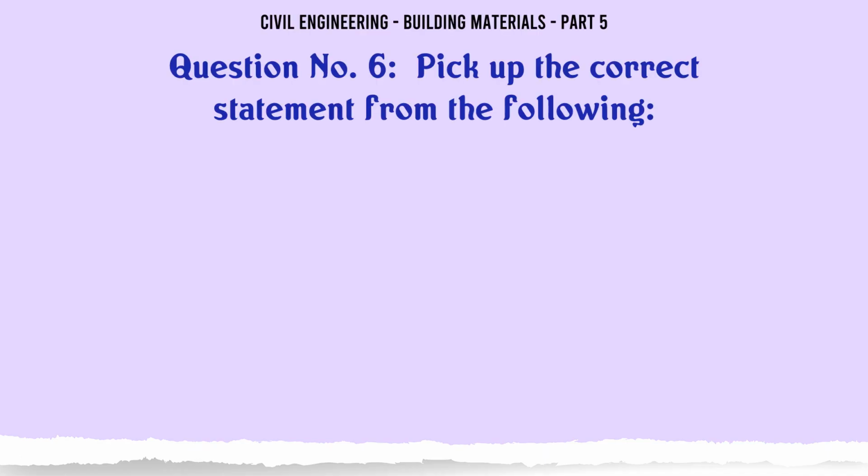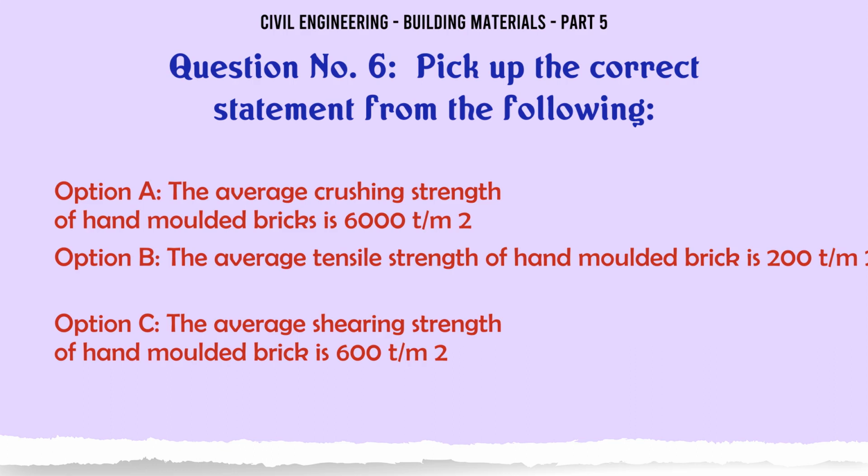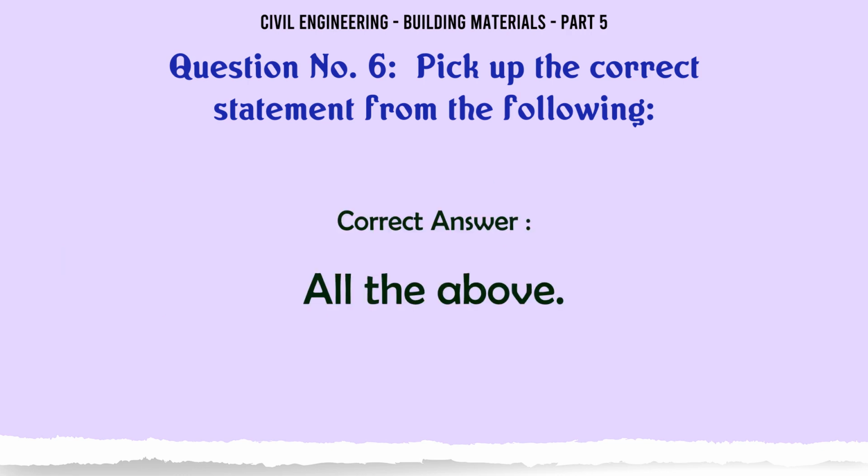Pick up the correct statement from the following. A. The average crushing strength of hand-molded bricks is 6,000 t/m². B. The average tensile strength of hand-molded brick is 200 t/m². C. The average shearing strength of hand-molded brick is 600 t/m². D. All the above. The correct answer is all the above.